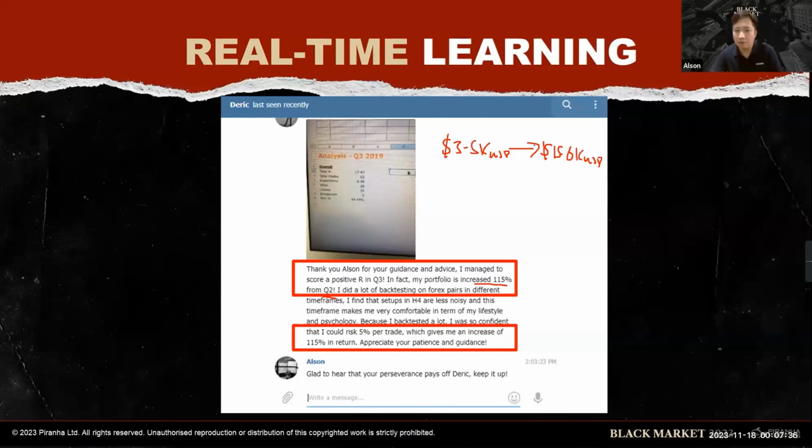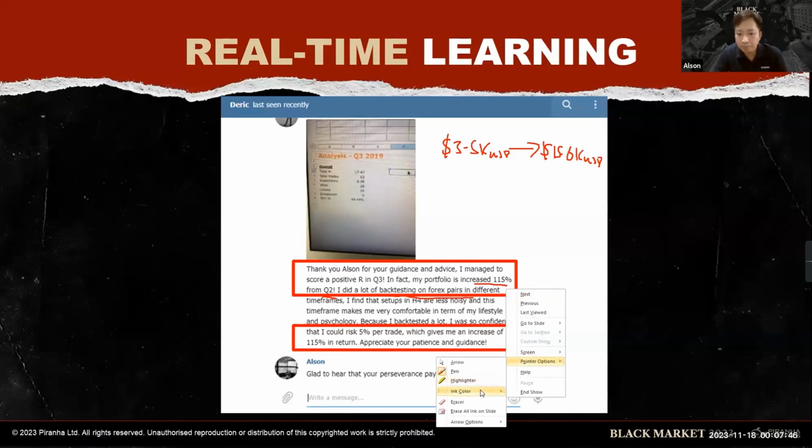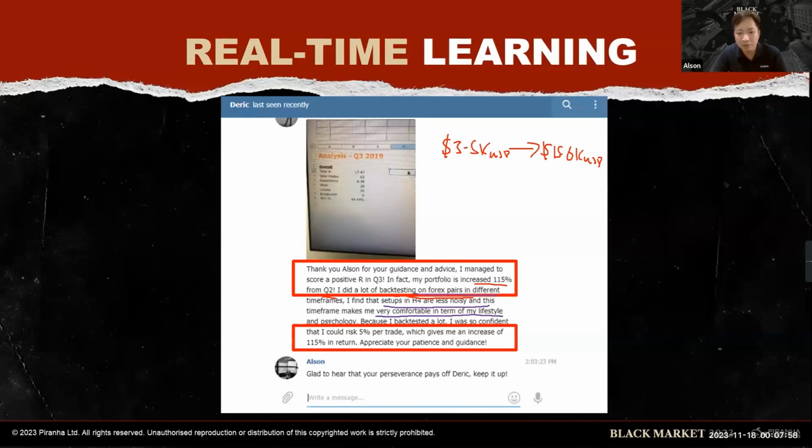He made almost 4 or 5 times his initial capital. He mentioned that he did a lot of back testing on Forex pairs in different time frames, and he found that the 4-hour time frame is less noisy and makes him very comfortable in terms of his lifestyle and psychology. In fact, he was so confident after he back tested that he reached 5% per trade.